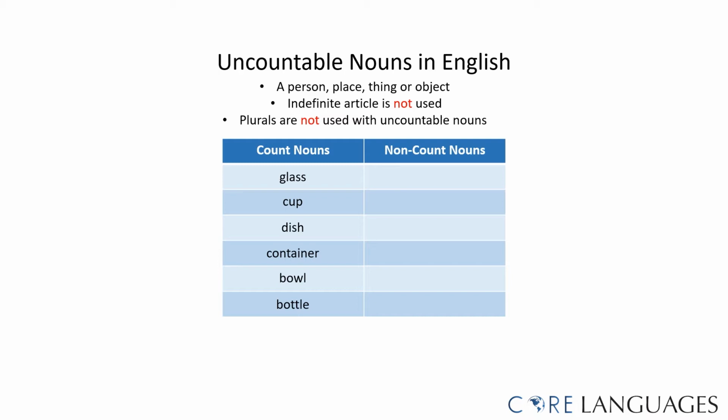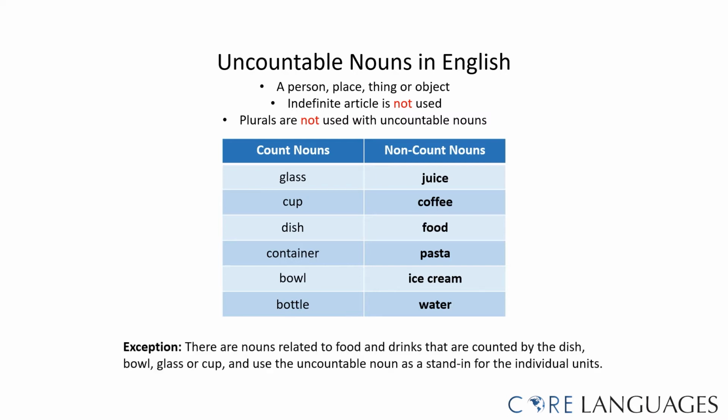Here are examples of uncountable nouns. Juice, coffee, food, pasta, ice cream, water. We cannot say a pasta or 2 pastas, for example. However, when it comes to drinks and food, we sometimes use the plural s. For example, a coffee, 2 coffees.